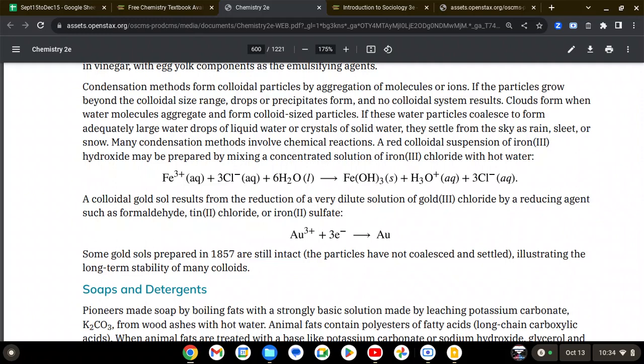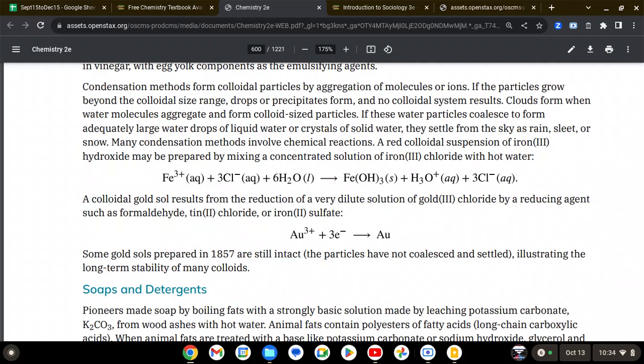Clouds form when water molecules aggregate and form colloid-sized particles. If these water particles coalesce to form adequately large water drops of liquid water or crystals of solid water, they settle from the sky as rain, sleet, or snow. Many condensation methods involve chemical reactions.